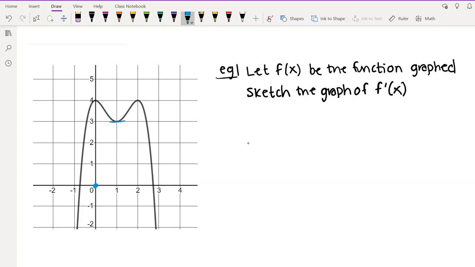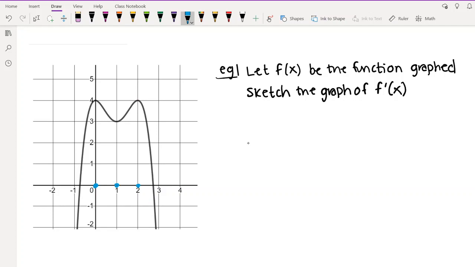Same thing when x is equal to 1, right? When x is equal to 1, we also see that there's a horizontal tangent line. And then finally, same thing when x is equal to 2. We have a horizontal tangent line. And so the derivative should be equal to 0 at that x value. So we already know 3 points that definitely lie on the derivative graph.